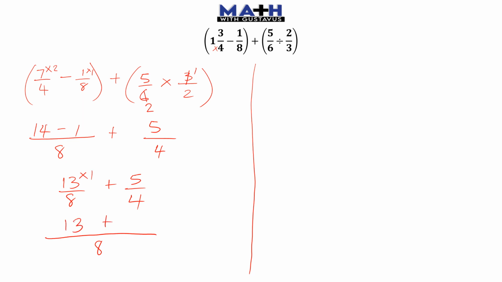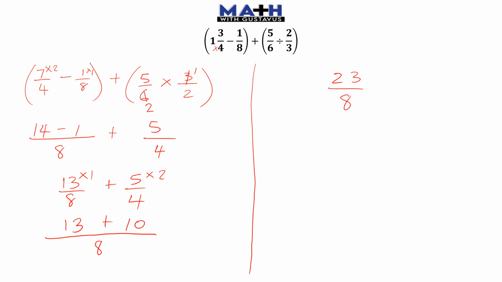Then we put back our plus. Then we say 4 into 8, that goes 2 times. So that's 5 times 2, which is 10. Now we're going to add 13 plus 10. Now 13 plus 10, that will give us 23. And then we put back our common denominator, which is 8.